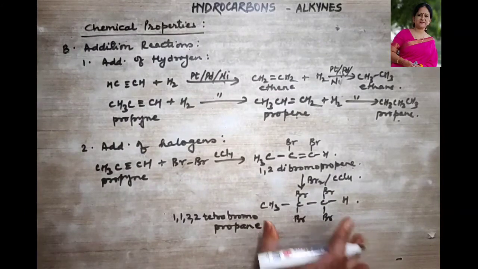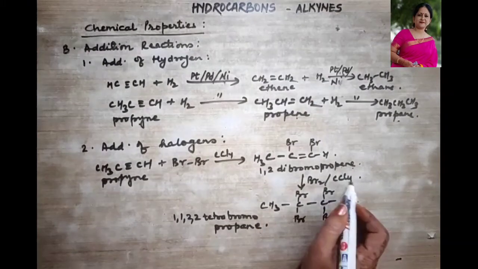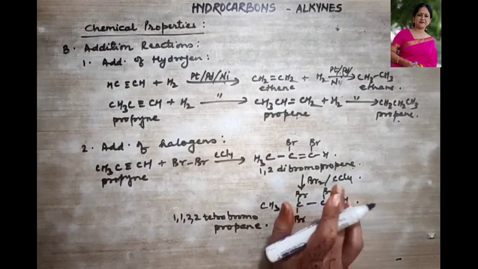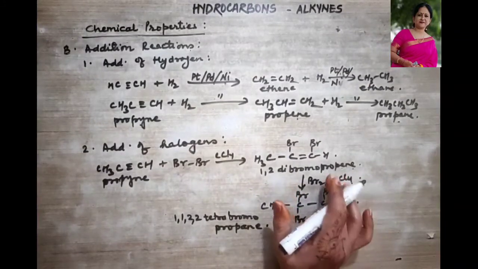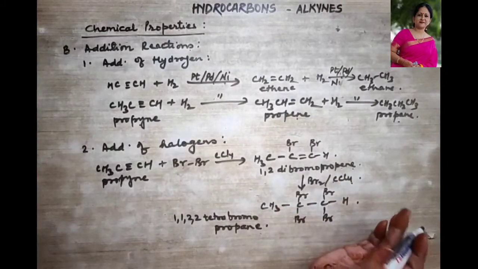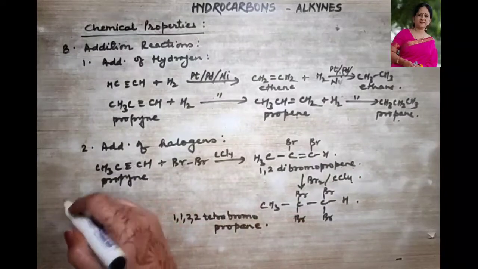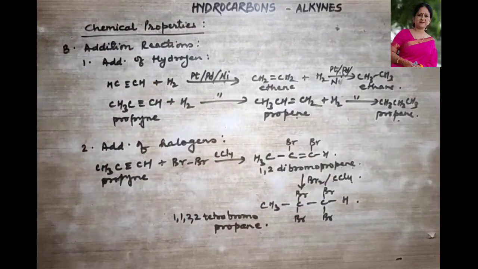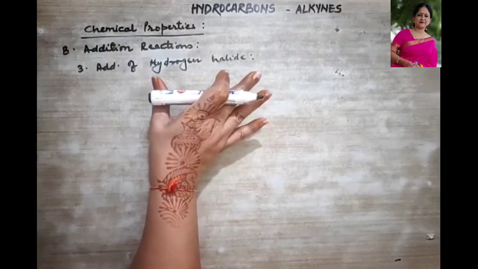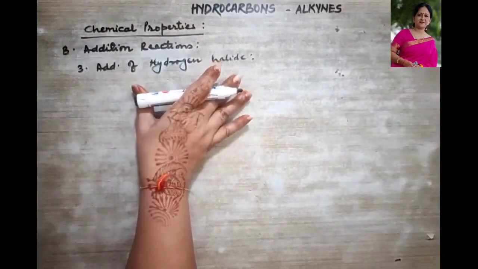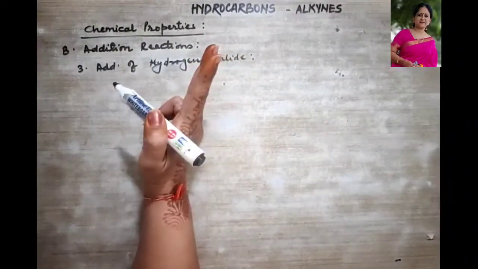Now this reddish orange color of the solution of bromine in carbon tetrachloride gets decolorized, and this is used as the test for alkenes and alkynes as well, right? Then next we move to the third type of addition reaction, that is addition of hydrogen halides.